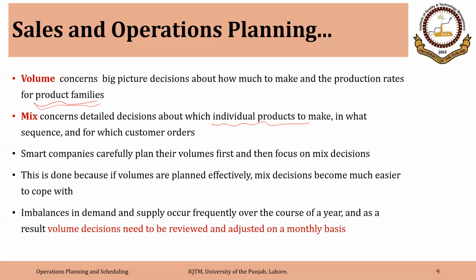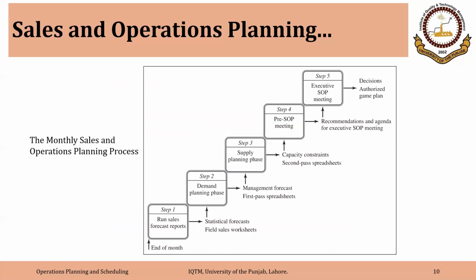Imbalances in demand and supply occur frequently over the course of a year, and as a result, volume decisions need to be reviewed and adjusted on a monthly basis. And that is actually the core of the sales and operations planning process. And these are the steps of the S&OP process. As I mentioned, this is a systematic process.